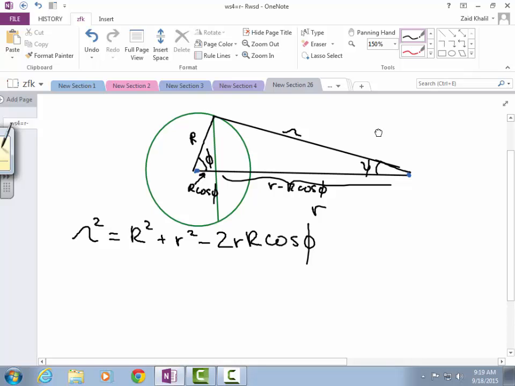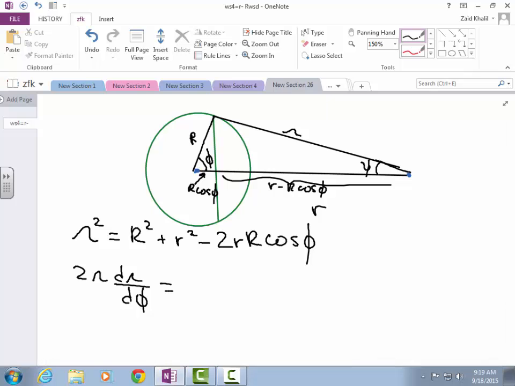Okay. So now we need to figure out how script R changes with phi. So how do we do that? We have to differentiate. So let's differentiate this. What do you get? So it's 2 script R times d script R d phi is equal to, those are constants, because we're only looking at how this changes with respect to phi, sine phi, right?